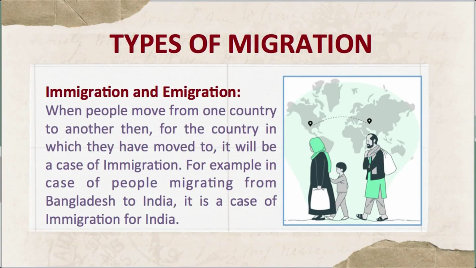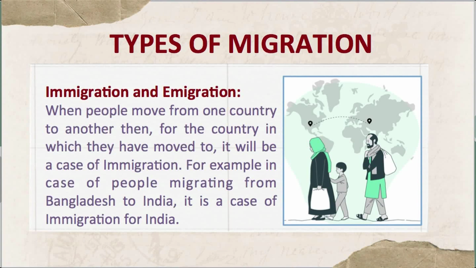Now, migration has different types. So let us understand the different types of migration. Dear learners, migration can be of different types depending on different factors. So let us learn about them. The first type of migration is immigration and emigration. When people move from one country to another, then for the country to which they have moved, it will be a case of immigration.